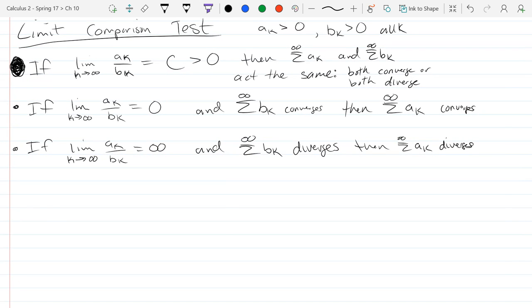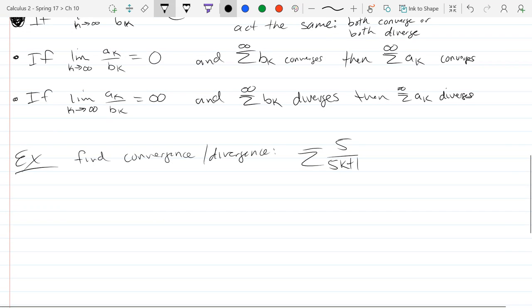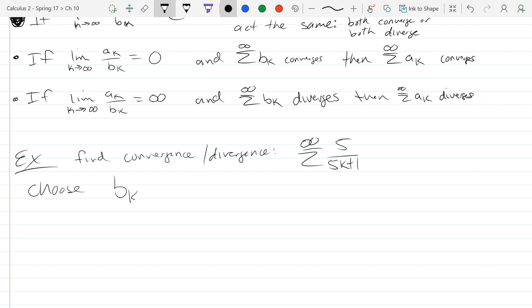So let's apply the limit comparison test to the example we just failed at doing. Well, we didn't really try. We did 5k plus 1. All right, what is a good b_k to choose? You're using too many brain cells. Does the plus 1 matter? Nope, stop thinking right there. b_k is going to be 5 over 5k, which, of course, is 1 over k.